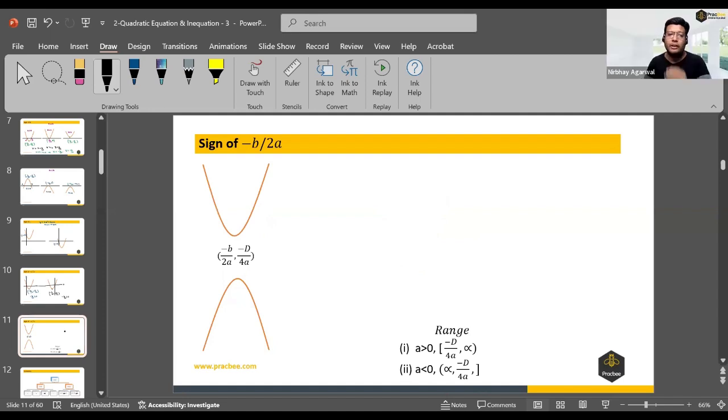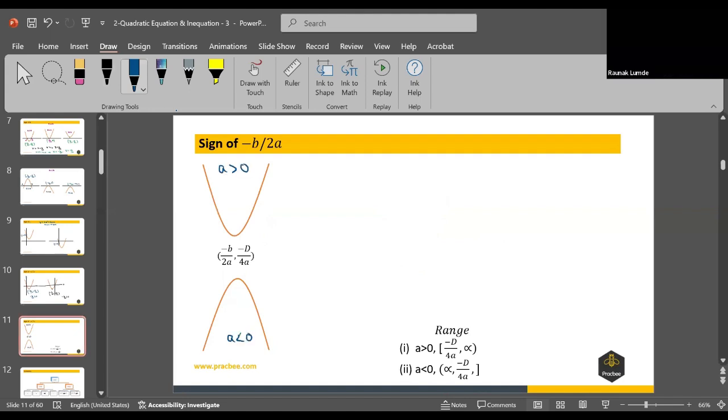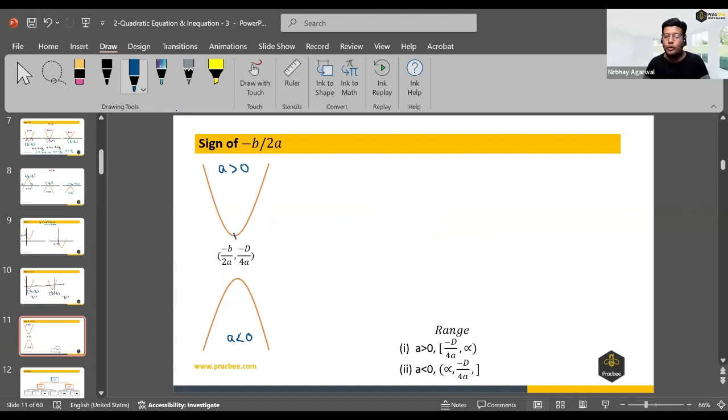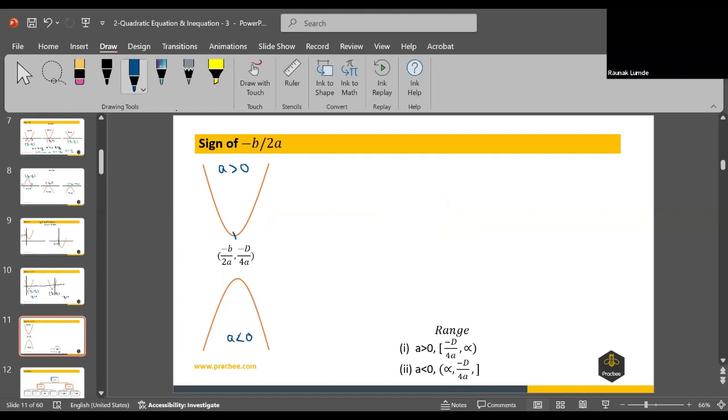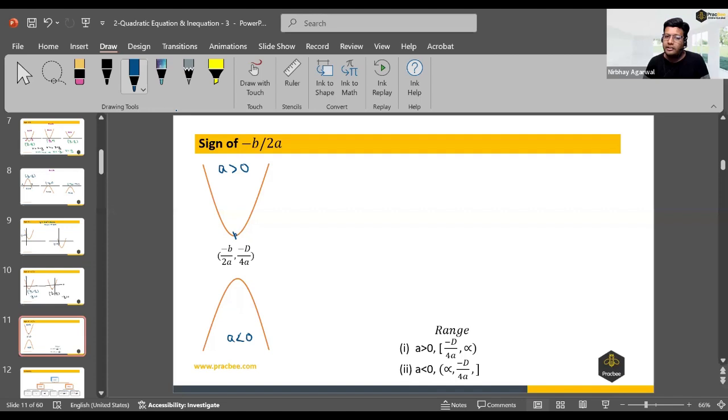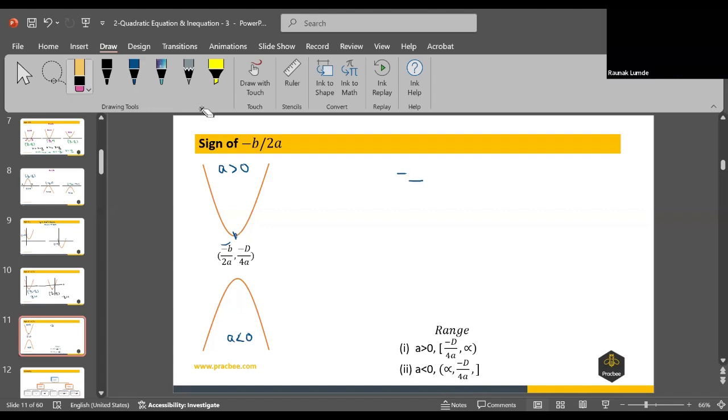Now observe here. In this case, a is greater than 0. In this case, a is less than 0. See here, this is the lowest point of the parabola. It starts from which point? Minus b by 2a.